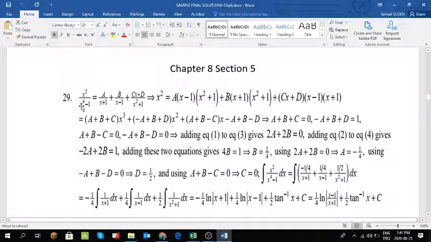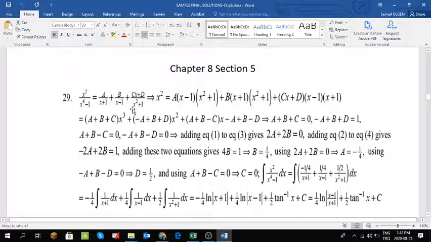How do we do that? We first factor x to the 4 minus 1. You can factor it like x squared plus 1, x minus 1, x plus 1. Then we are going to write it as A over x plus 1, B over x minus 1, and Cx plus D over x squared plus 1. You remember this is the irreducible factor, so we have to write on top Cx plus D.